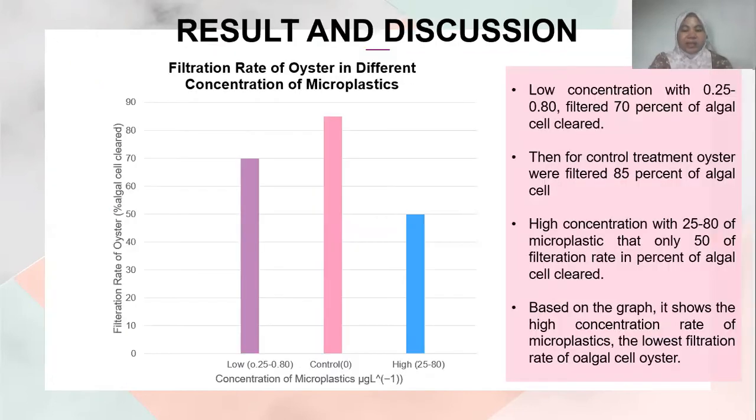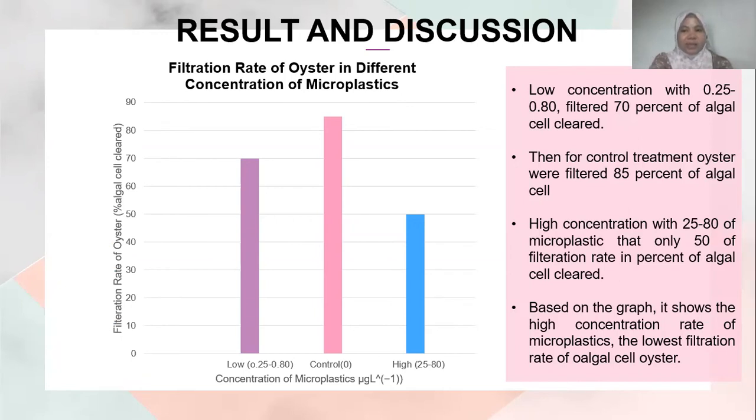So this is my result and discussion. Filtration rate of oyster in different concentrations of microplastic. Low concentration, with 0.25 to 0.80, filter 70% of algal cell cleared. Then for control treatment, oyster will filter 80% of algal cell. High concentration, with 25 to 80 of microplastic, then only 50% filtration rate of algal cell cleared. Based on the graph, it shows the high concentration rate of microplastic.